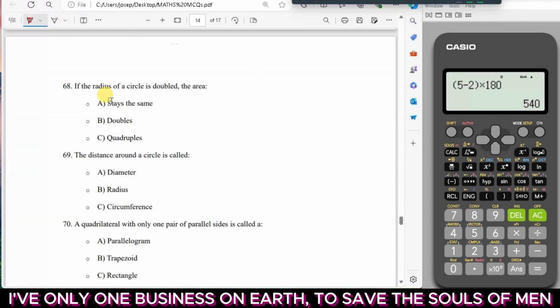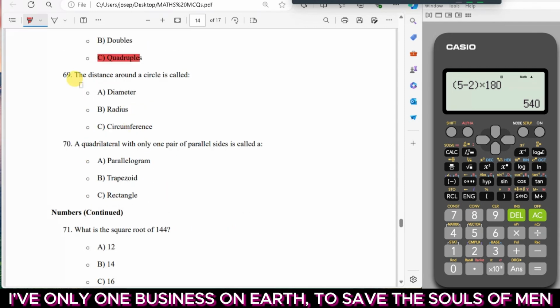Number 68. If the radius of a circle is doubled, the area would be quadrupled. The distance around a circle is called circumference. So that's the perimeter of the circle.